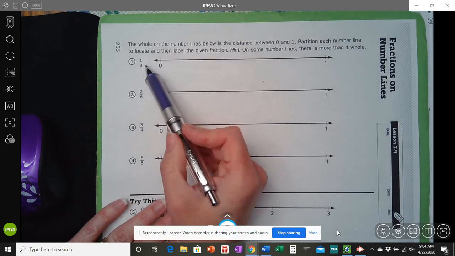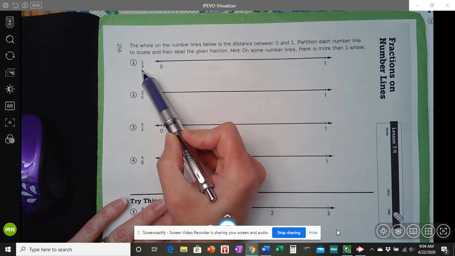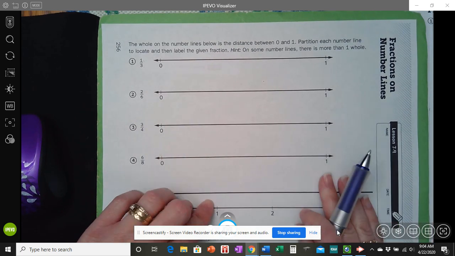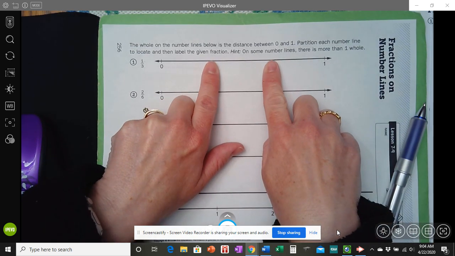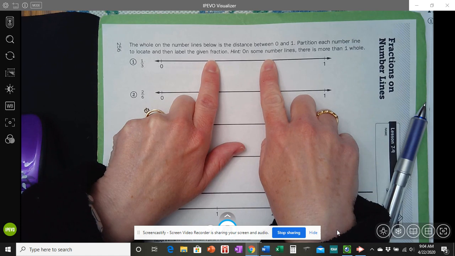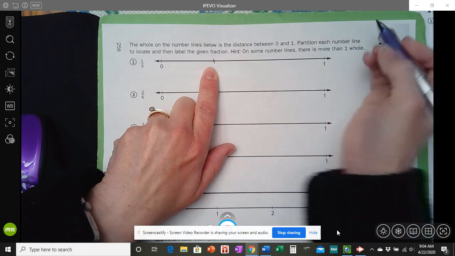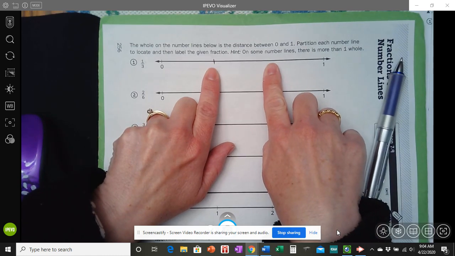Alright, so we have 1 over 3. 1 is your numerator. It tells you how many pieces you have that you're going to keep. 3 is the denominator, and it tells you how many pieces your line has total. So I'm going to look and see. I want about equal parts. I'm going to make a tick. Doesn't have to be perfect, but I want it to be close.